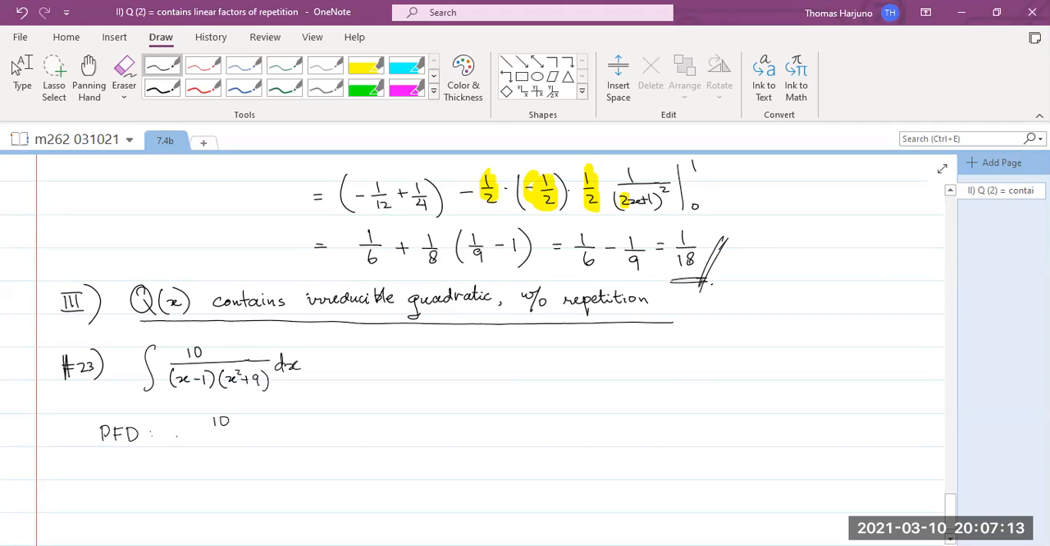10 over that factored guy is equal to something over x minus 1, right? Because it's x minus 1, then the numerator will be 1 degree less. Now, you have an irreducible quadratic here, right? The denominator is degree 2, so the numerator must be degree 1.